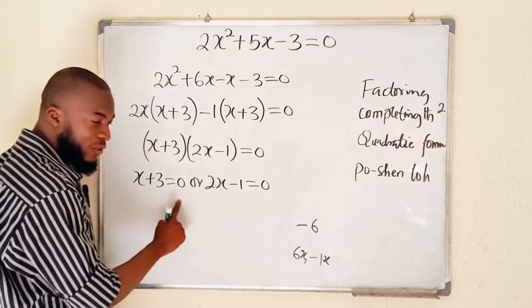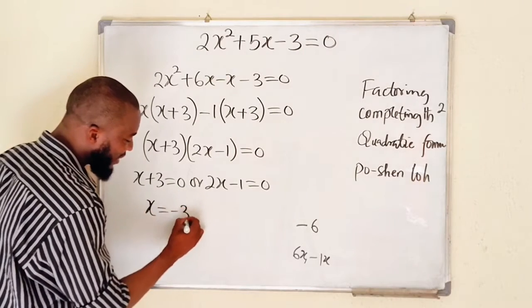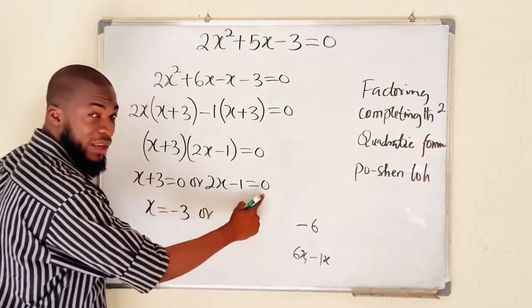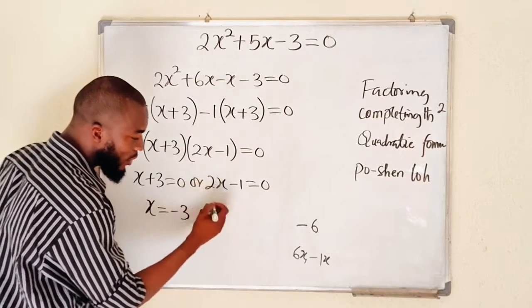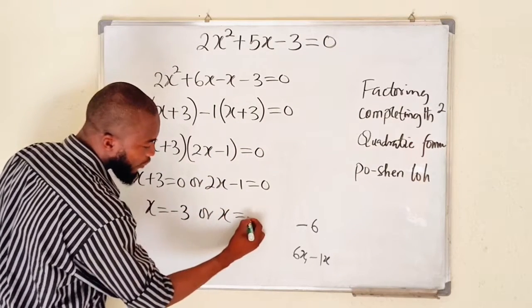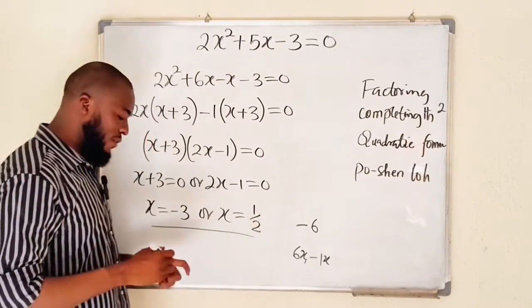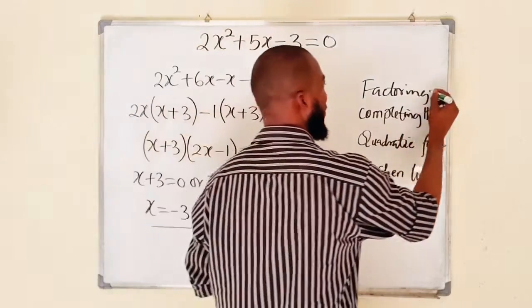By taking 3 to the other side, it becomes negative. So we have x equal to negative 3, first solution. Or if you take negative 1 to the other side, it becomes positive. Then you divide both sides by 2. You have x equal to 1 divided by 2. And hence, these are the solutions to this problem. We are done with factoring.